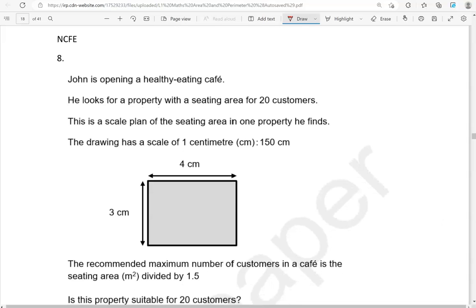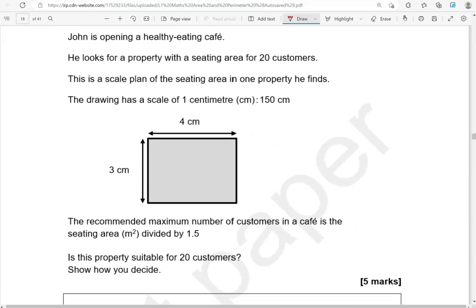John is opening a healthy eating cafe. He looks for a property with a seating area for 20 customers. This is a scale plan of the seating area in one property he finds. The drawing has a scale of 1 centimetre to 150 centimetres. The recommended maximum number of customers in a cafe is the seating area divided by 1.5. Is this property suitable for 20 customers? Show how you decide.